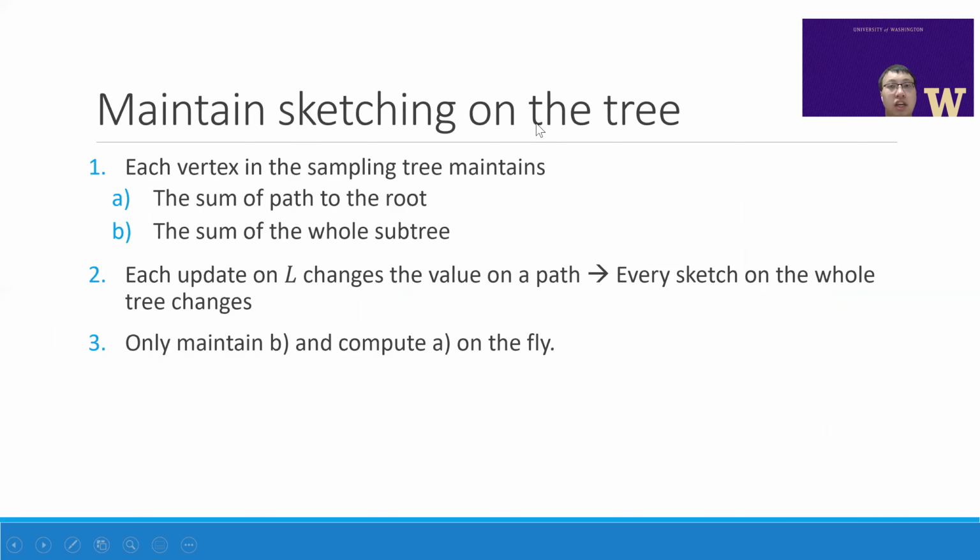Now, finally, how do we maintain the sketch on the tree? For each node in the sampling tree, we actually need to maintain two parts. One part is the sum of the path from the vertex to the root, and another is the sum of the whole subtree. Note that whenever we do an update on L, the value on the whole path changes. That means every sketch on the whole tree is changed. We avoid this problem by only maintaining the subtree sum and computing the path sum on the fly, because the height of the tree is at most tau.